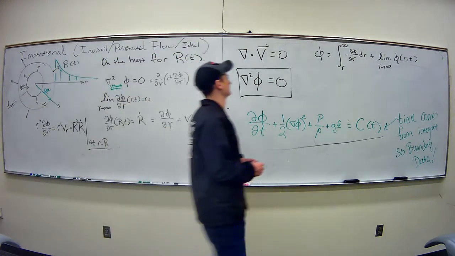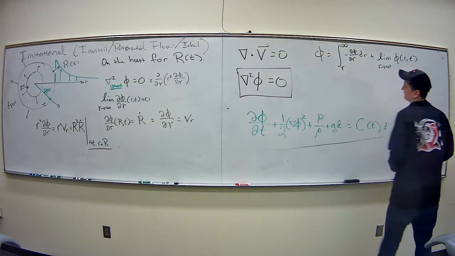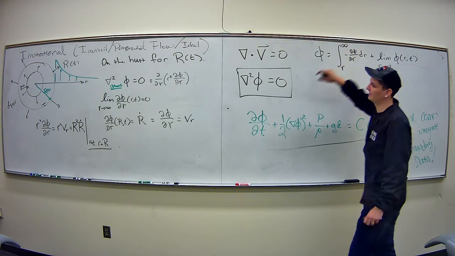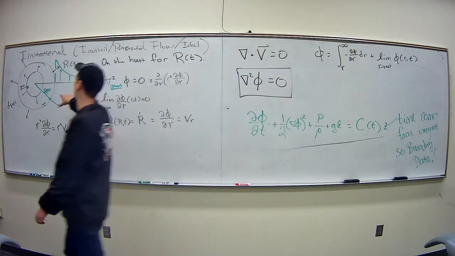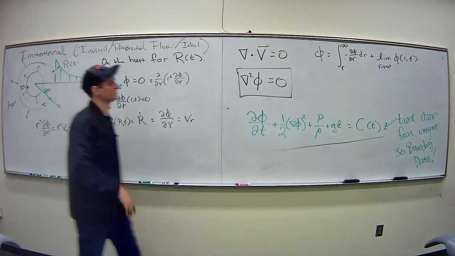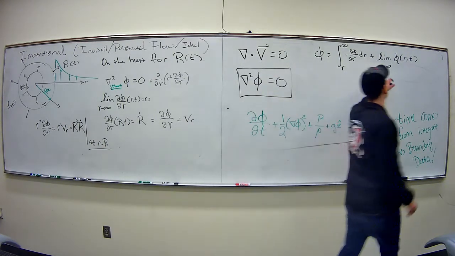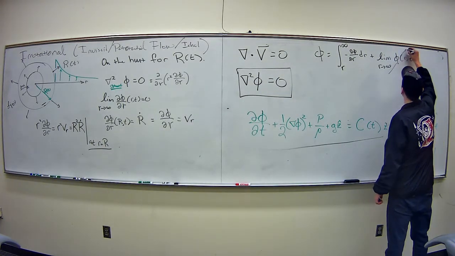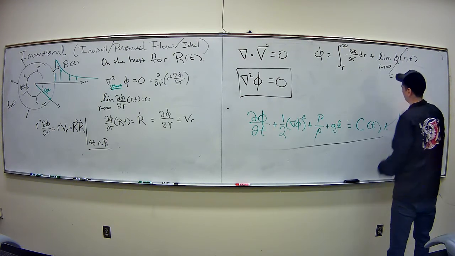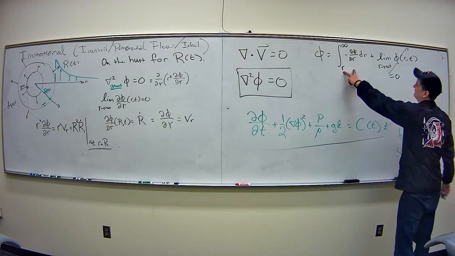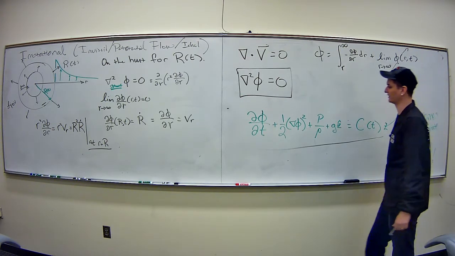What I've done is integrate out this velocity term. I've integrated from the radius R all the way out to infinity. I know there's some zeroing out. Here I say that this is some gauge, but you can set that gauge equal to 0. We have this integral expression now for what phi should look like.